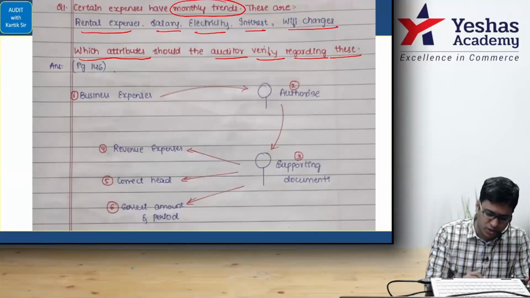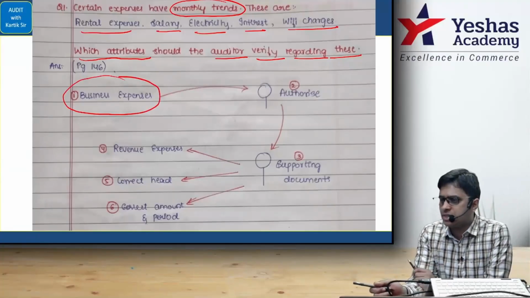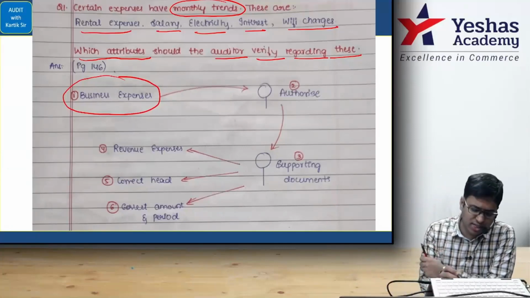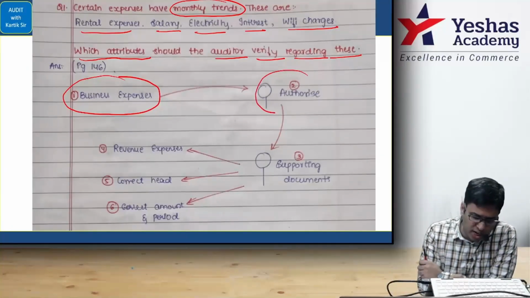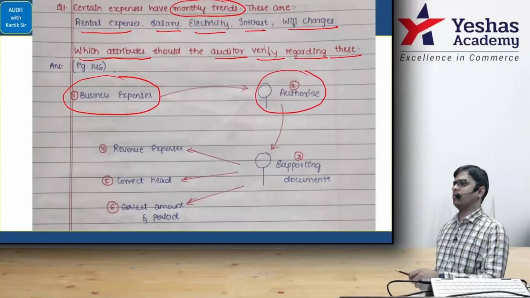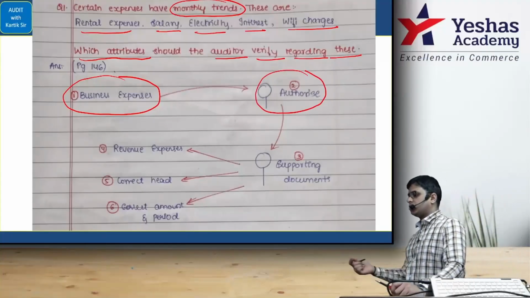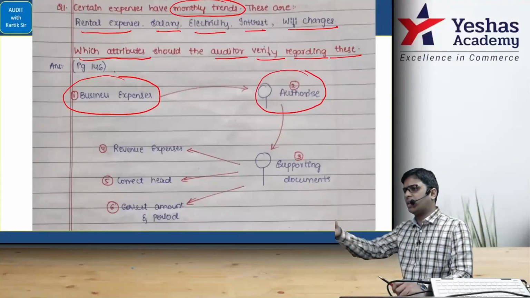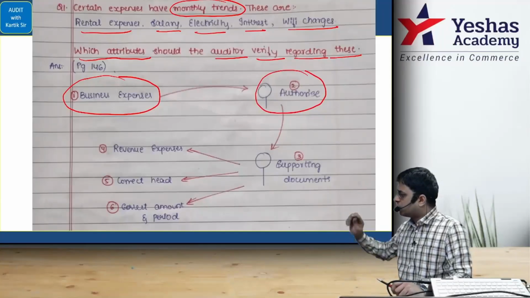Very simple. The auditor will check first of all whether they are business expenses or not. Personal nature expenses should not be there. Should be business expenses. Second, the auditor will check whether a person has approved it or not. Approved means whether they have authorized it. Example, the company is paying rent, so the board must have approved it, or somebody should authorize it.